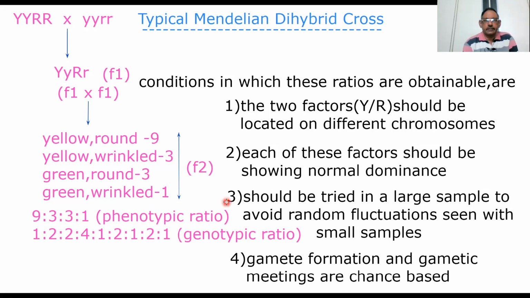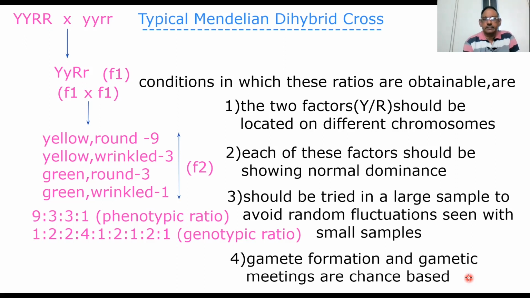And condition number 3, we should be trying these ratios in a large sample to avoid random fluctuations seen with small samples. If you are trying in a small sample, there can be a very random fluctuation. You may not get this ratio. That can be one reason. And of course, there is a universal understanding that gamete formation and gametic meetings are chance-based. This, of course, is the case that gives rise to the 9:3:3:1 ratio or a genotypic ratio of 1:2:2:4:1:2:1:2:1.